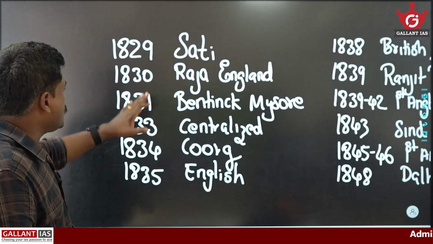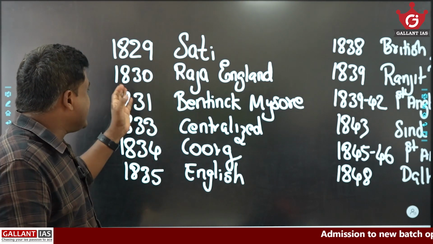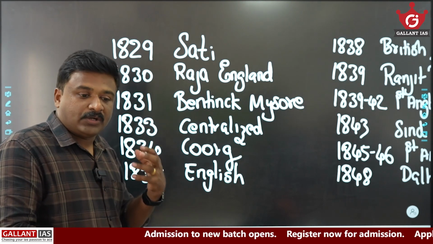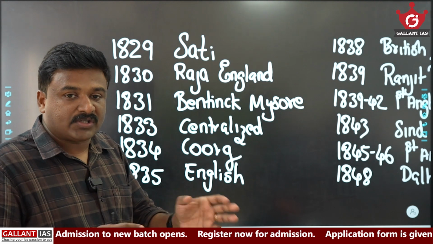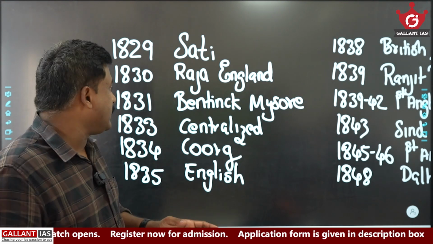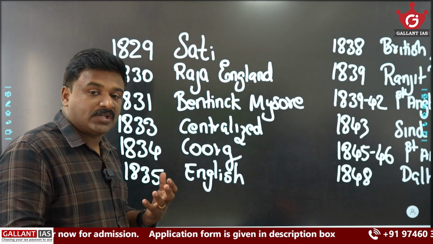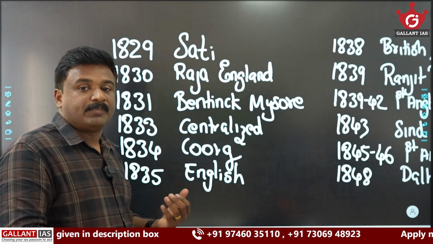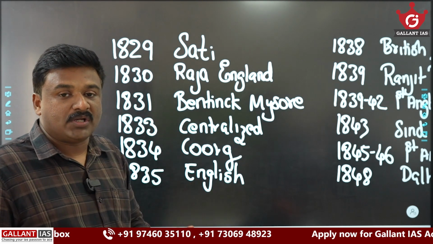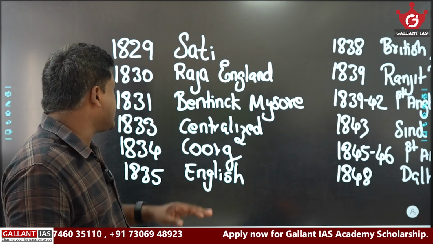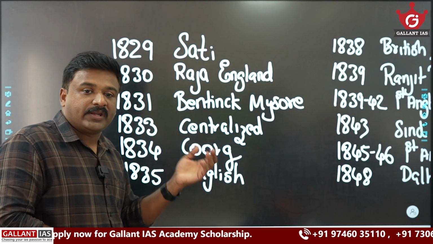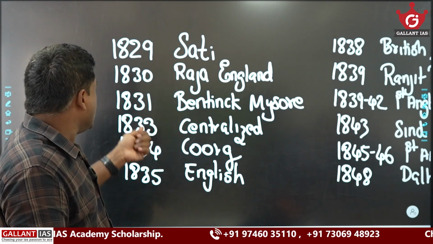1829, Sati was abolished. 1830, Raja Ram Mohan Roy went to England. That was to look after whether the Regulation was overturned by the British. Also, he wanted to see what made the British so strong there. And there he told the British that we accept the British as rulers and you accept Indians as subjects. Such things were done by Raja Ram Mohan Roy. He also demanded an increase in the allowances to Mughal emperors.